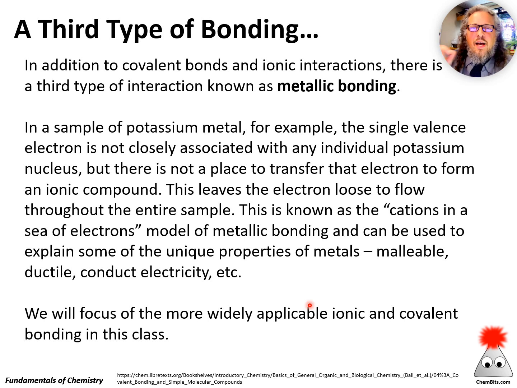Now, a brief aside, there is a third type of bonding that I want to mention here. We're not going to spend a lot of time on this, but the third type is metallic bonding. If we're looking at things that are close together on the periodic table, again, we can't get closer together than the same element. So if something is a metal, how does that behave?